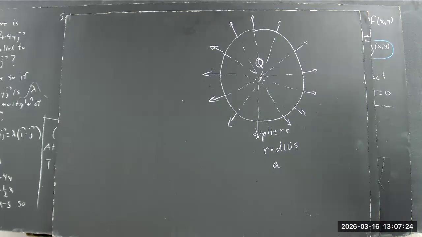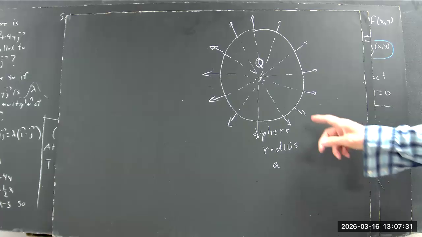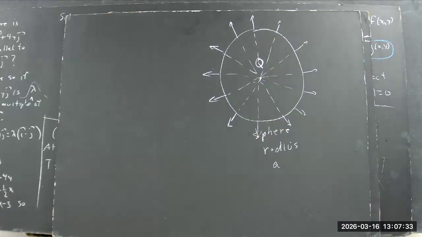Now my question is, how many of you think that these electric field vectors all ought to have the same length? And how many think they might have different lengths? Say same, different, or I don't know.